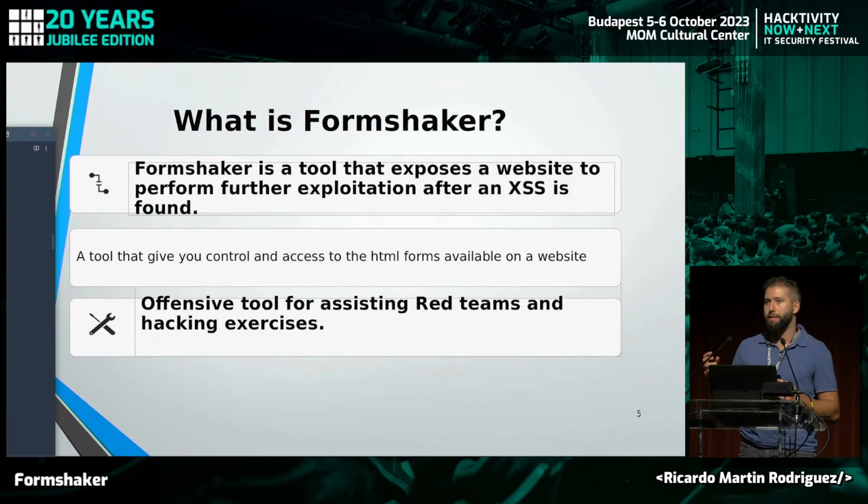It's an offensive tool for assisting red teams and hacking exercises. So basically, the XSS agent acts more or less like a proxy between the victim's browser and the attacker. Once the XSS agent is running on the victim's browser, its main goal is to execute unwanted actions on the vulnerable website in the victim's context. And you, as an attacker, can leverage Formshaker to submit the forms present on that website.